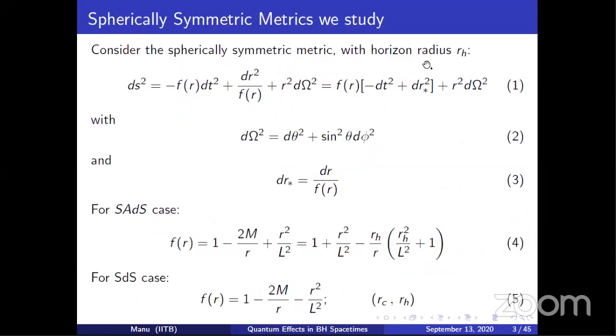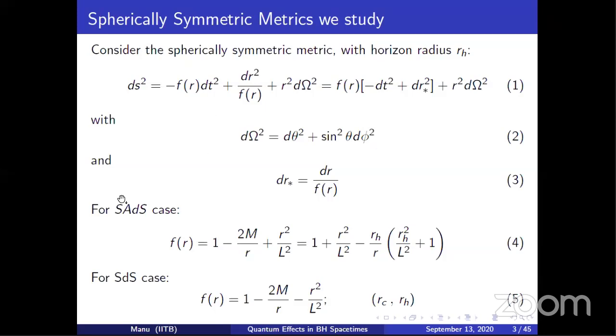In our work, we have considered only spherically symmetric black holes, where the line element is given by minus f of r dt squared plus dr squared by f of r, plus the spherically symmetric two-sphere. Most of our work is valid for a general spherically symmetric metric, which means for any general f of r.